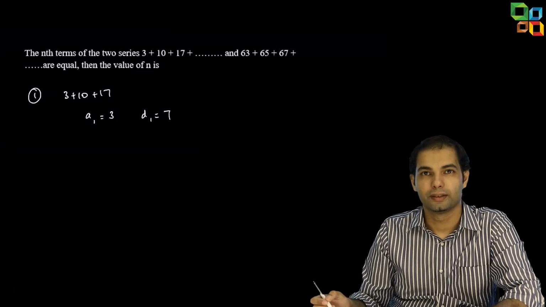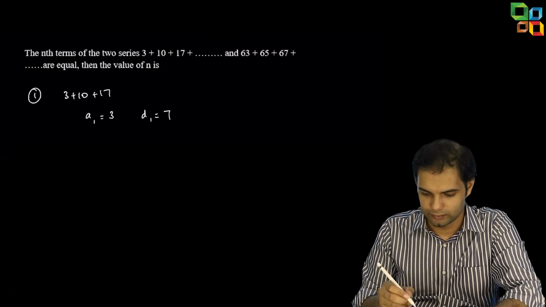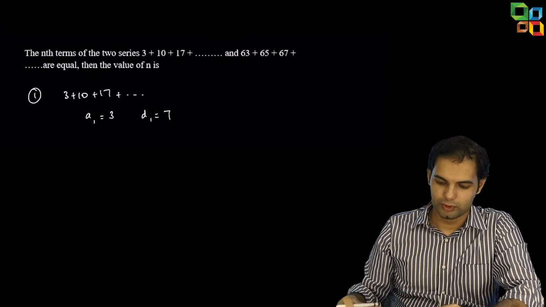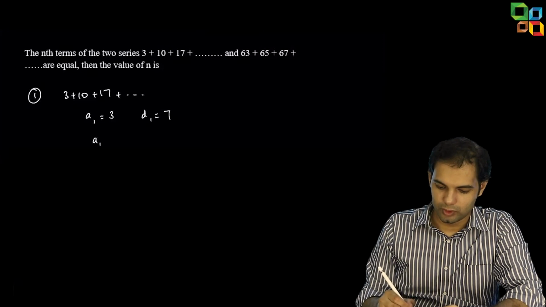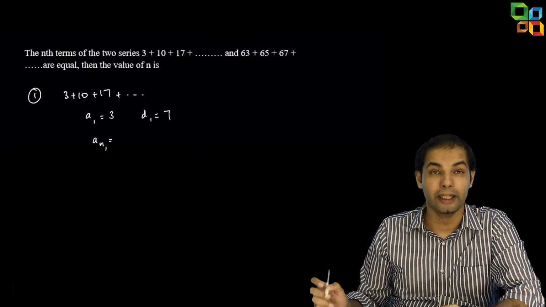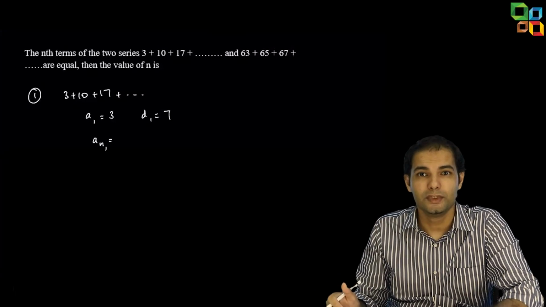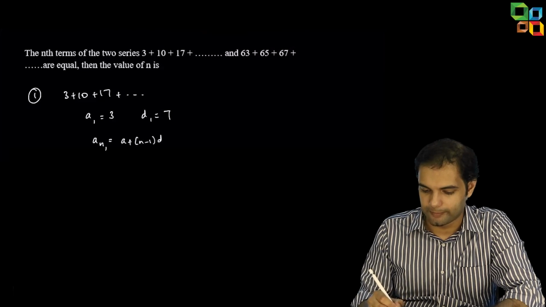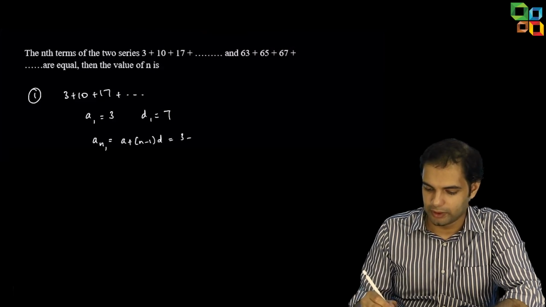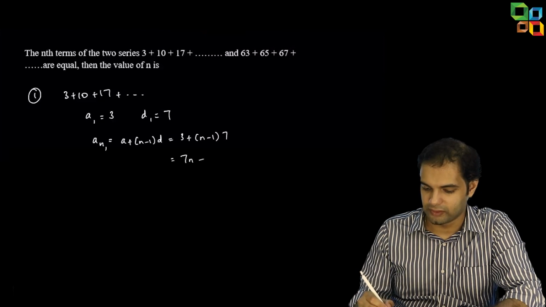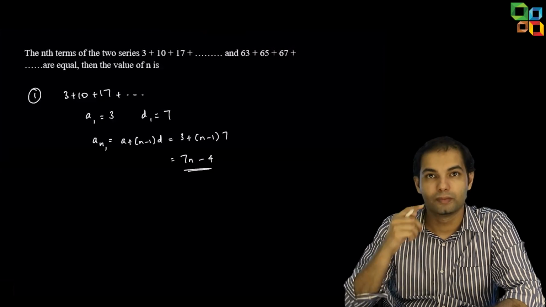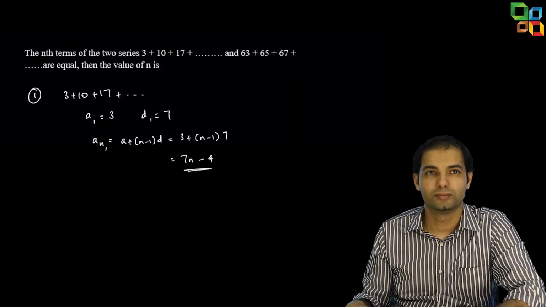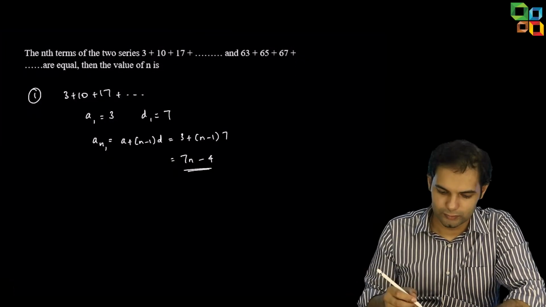Yes. Now we apply the formula a_n equals a plus n minus 1 d. Just to mention it's from the first sequence, I'll write a_n1. So it is a plus n minus 1 into d, which is 3 plus n minus 1 into 7. To simplify, 7n minus 7 plus 3, which is 7n minus 4. Right? Now we can do the same for the other sequence.